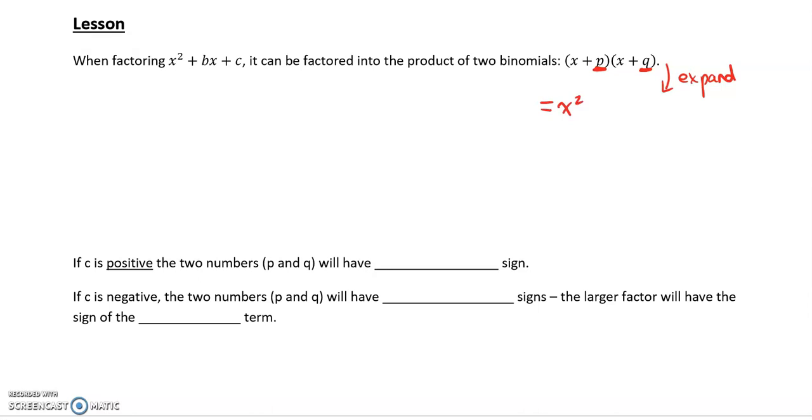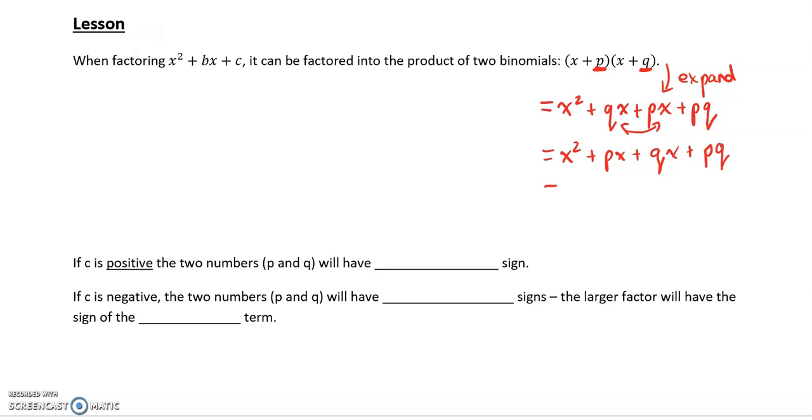First, x times x is x squared. Outside is x times q, which is q times x. Inside is px. Last is p times q. Okay, now what I'm going to do is I'm simply going to rearrange this. I'm just going to switch the order of these two things. We're allowed to do that because whether you add the one before the other, it doesn't matter here. So x squared plus px plus qx plus pq.